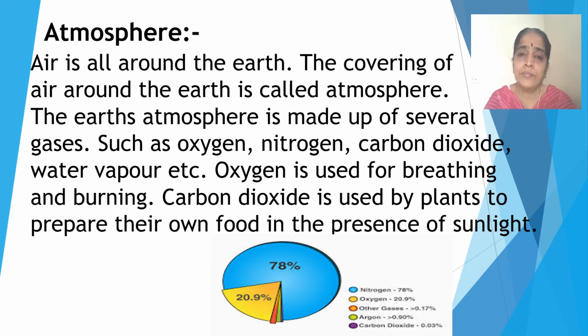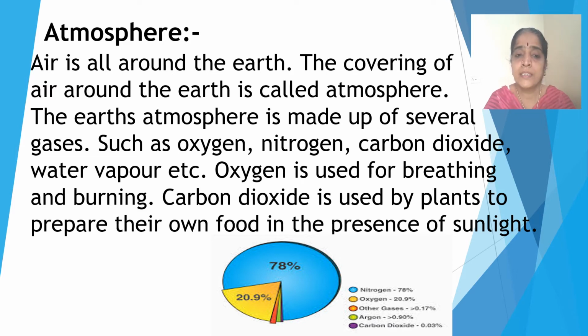You all know the earth is round in shape and the earth is covered with air. The covering of air around the earth is called atmosphere. The earth's atmosphere is made up of several gases: nitrogen, oxygen, carbon dioxide, water vapor, etc. Oxygen is used for burning and breathing. Carbon dioxide is used by plants, and in the presence of sunlight, they prepare their own food.